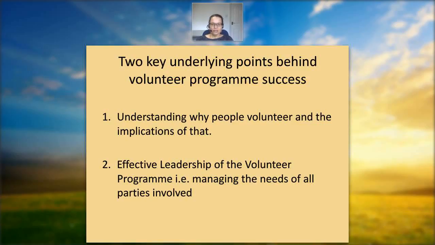This week I'm really just doing an introduction to the topic. And for me, if you want to run a successful volunteer programme, which I imagine you obviously do, there are 2 points. The first is that you need to have a clear understanding why people volunteer and the implications on your volunteer programme of that. And second, you need effective leadership of the volunteer programme.